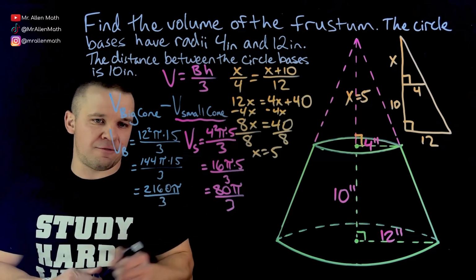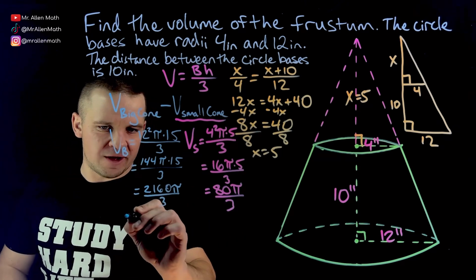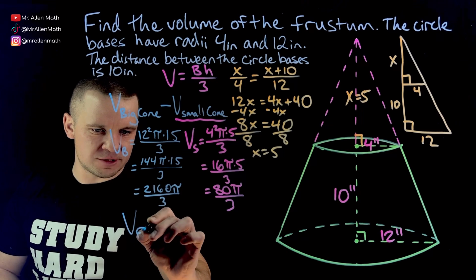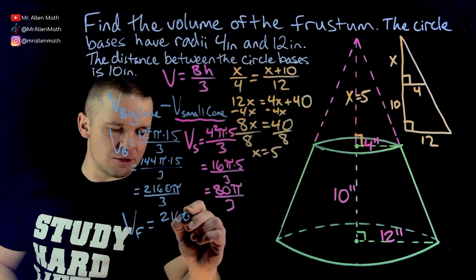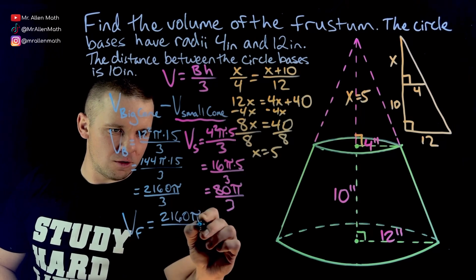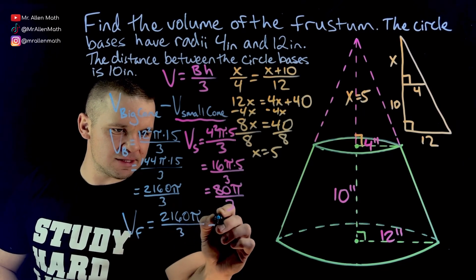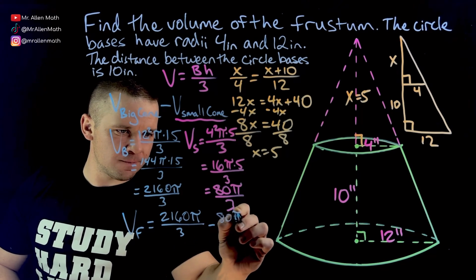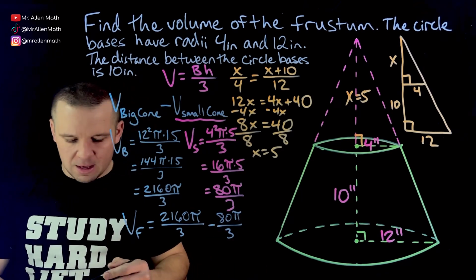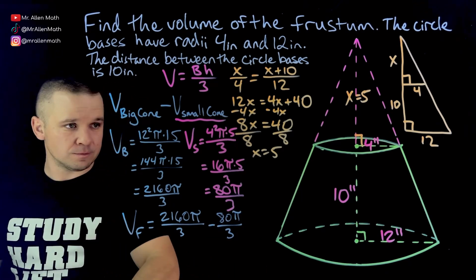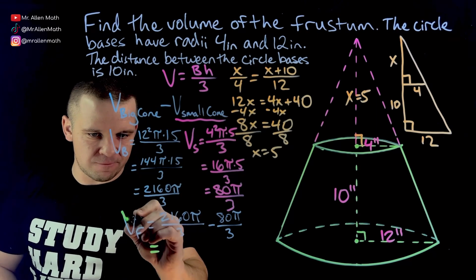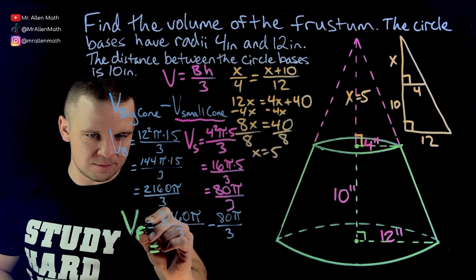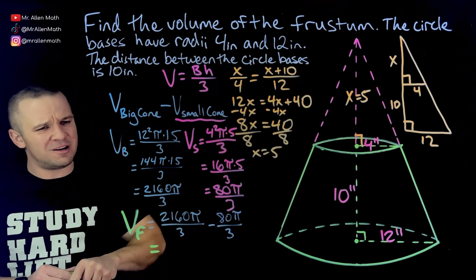So now we have the volume of the frustum. We have 2160 pi over 3 minus 80 pi over 3. I'm going to subtract those two. Time to go to green. Should have done that in the first place. Volume, frustum. It's green here. I should have done green.